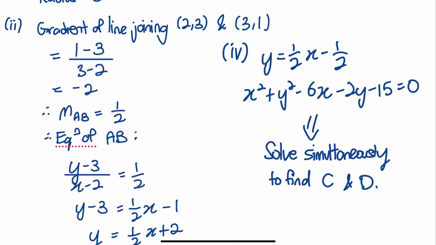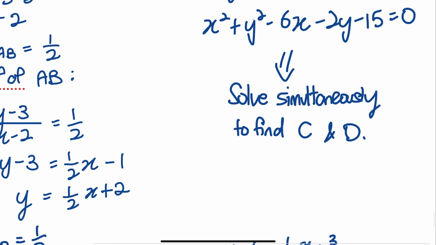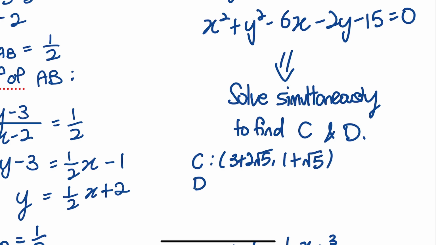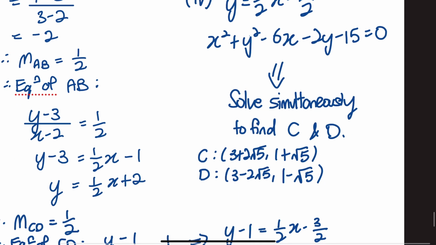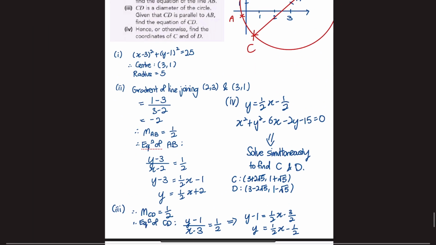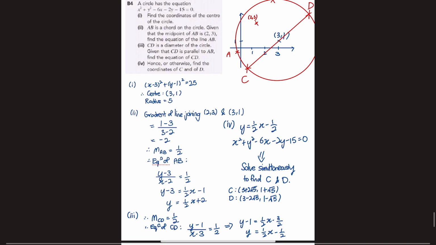Okay, and if you manage to solve this correctly, let me write out the answer so you can check. For the coordinates of C, it should be 3 plus 2 root 5, 1 plus root 5. Okay, and D, based on the textbook, it should be 3 minus 2 root 5, 1 minus root 5. Okay, and this is for part 4. Alright, so this is the solution to question 4.